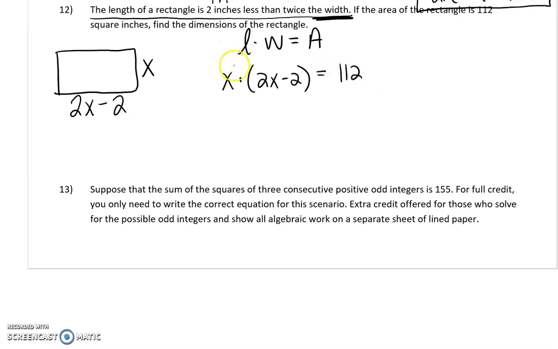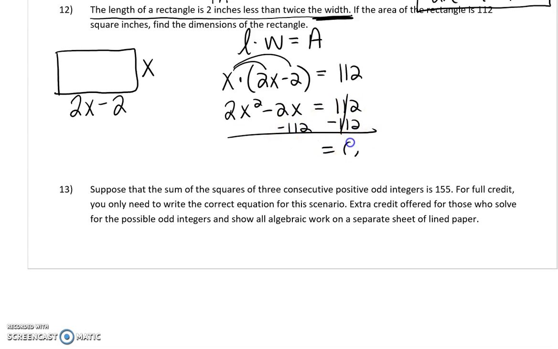What we end up with here is an equation that can be solved. We'll start by distributing. X times 2x is 2x squared. X times negative 2 is negative 2x. Bring down the equals 112. I do want to get all of my terms over to one side and get this set equal to 0.